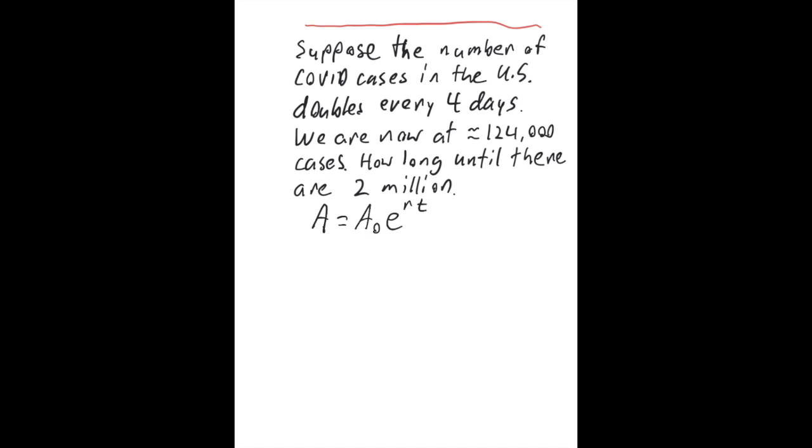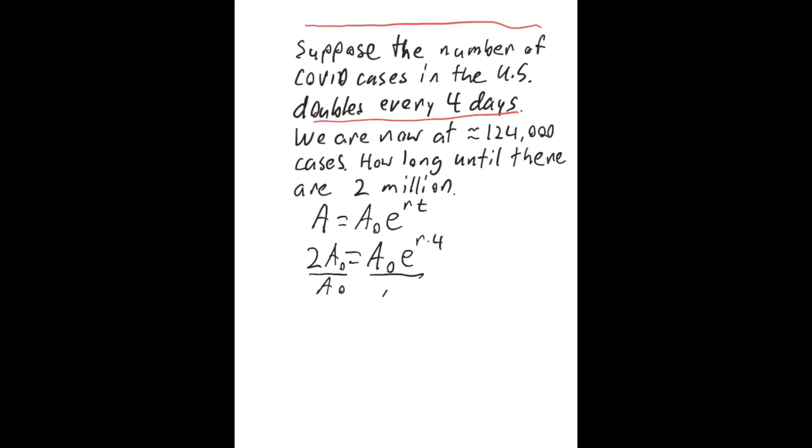Now, the difference here is they don't tell us what R is, but we can figure that out using the fact that cases are doubling every 4 days. What that'll tell us is, okay, however much we start with, after 4 days, so if T is 4, we're going to have twice what we start with. Okay. All right, and now we can solve this for the R, and once we know that, we can put in the information about the 124,000 and the 2 million. Okay. So let's solve for R.